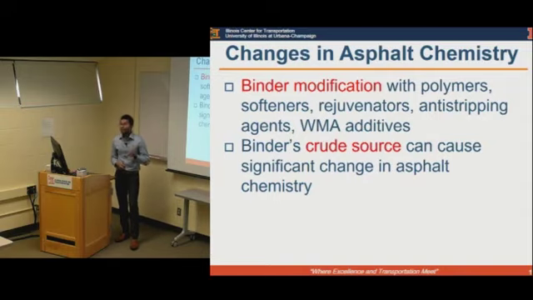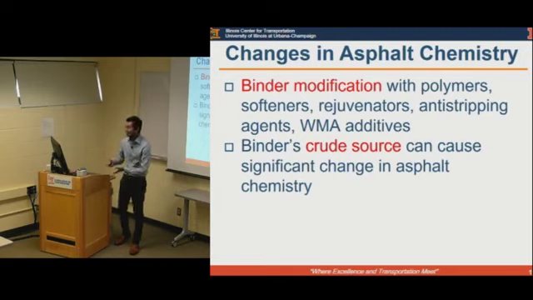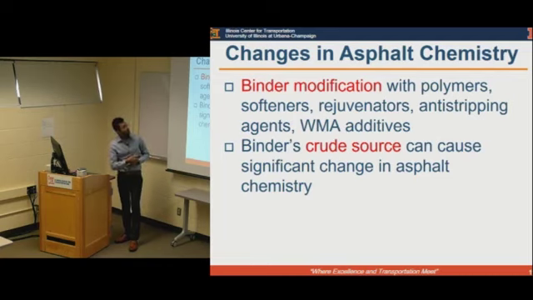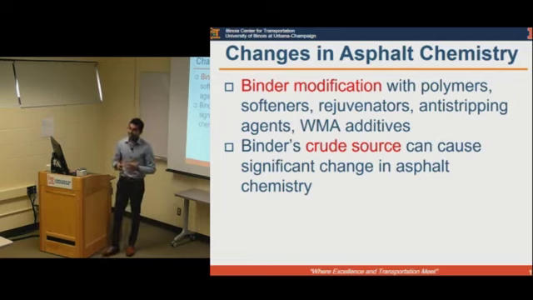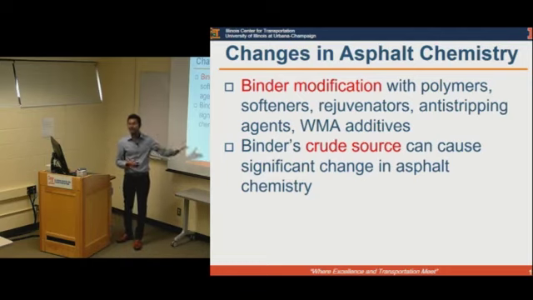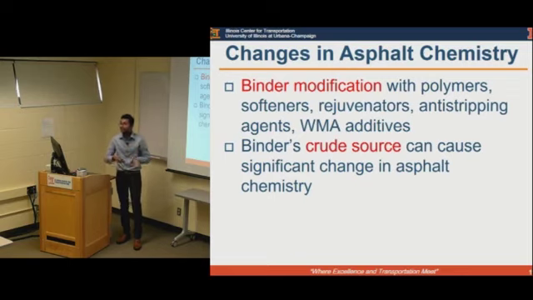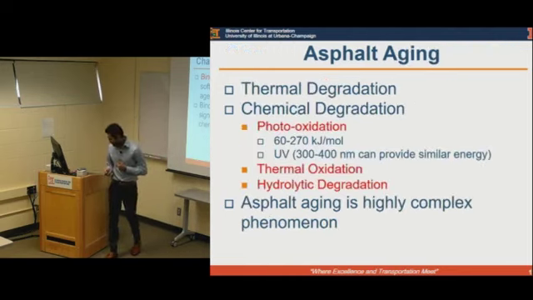Another part is binder modification. We are experiencing this quite often, that the binders used in the construction are modified either with polymers, with softeners, based on the target goal, even WMA additives. And so these modifications again cause change in chemistry, and this chemistry, due to the action of those natural environmental factors, can result in differential aging, which can differ from binder to binder and mix to mix. Even the crude source plays an important role.